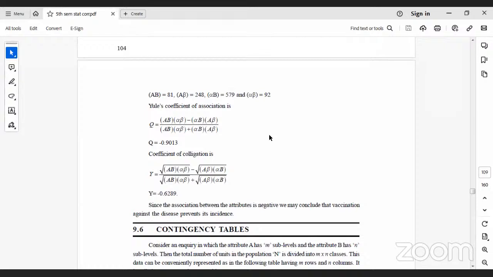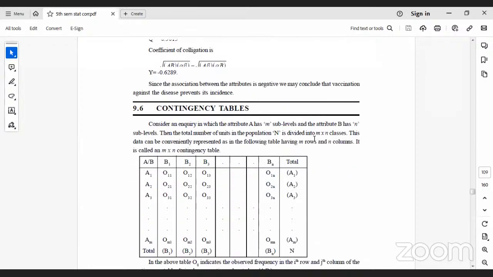Then contingency table, I already told. Consider an inquiry in which the attribute A has M sublevels and the attribute B has N sublevels. Then the total number of units in the population, N, is distributed into M into N classes. This data can be conveniently represented in the following table with M rows and N columns. It is called an M into N contingency table. A by B, A1, A2, A3, up to AM, with the total. B1, O11, O21, O31, up to OM1, then O12, O22, O32, O13, O23, O33, and so on, up to O1N, O2N, O3N, and so on.